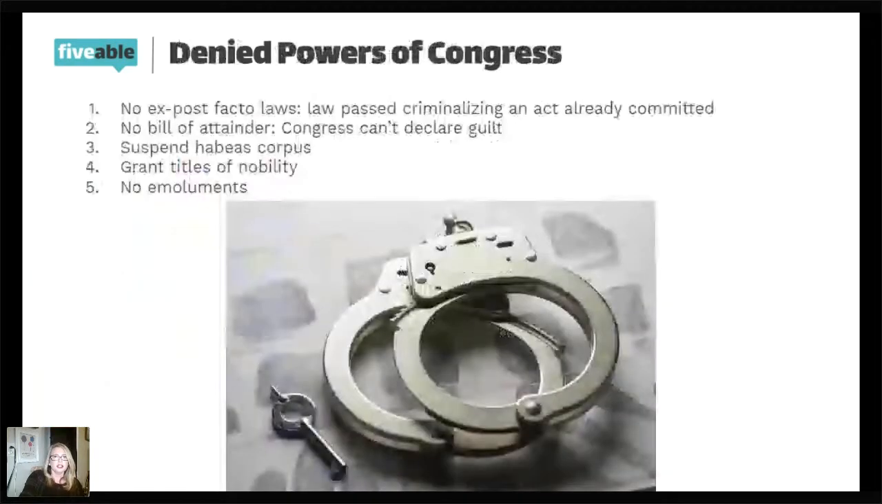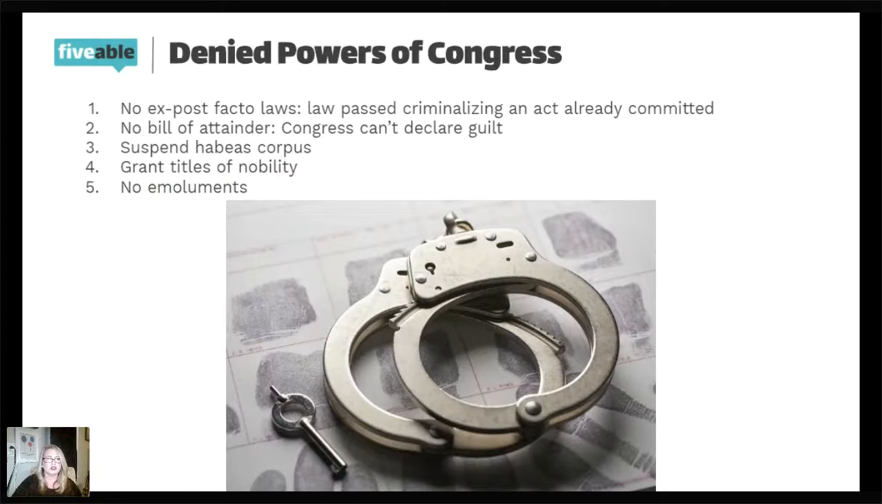Okay. So Article 1 also puts forth some things that Congress can't do. So they can't pass ex post facto laws. They can't say, okay, we're going to make a law that criminalizes owning pets over 50 pounds, and everybody who has previously had a pet over 50 pounds, well, you're going to jail. They can't do anything like that. One, that's crazy and people would be up in arms. But two, they can't criminalize past acts.